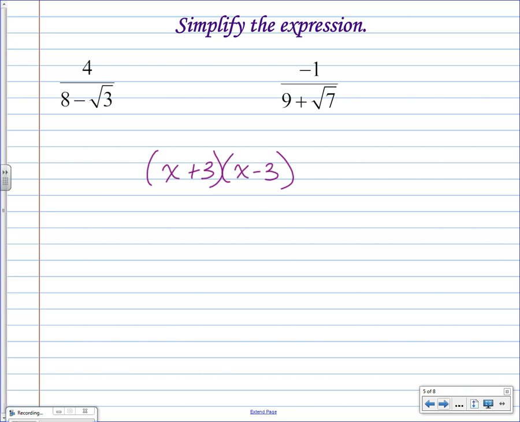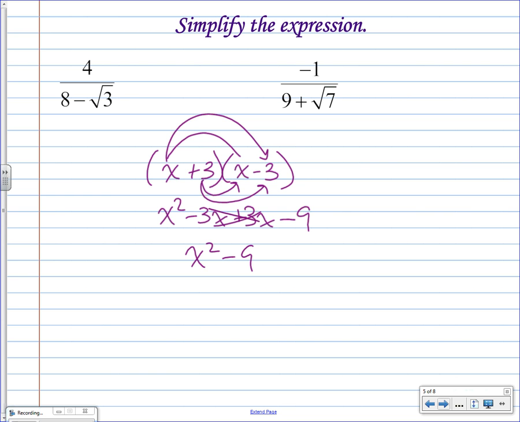I distribute, and I get x times x is x squared, and x times negative 3 is negative 3x, and 3 times x is 3x, and 3 times negative 3 is negative 9. So then I get x squared minus 9. These two cancel, those two go away. So what it basically becomes is the first term squared minus the last term squared. If I have a plus and minus, the same two terms, one added and one subtracted.